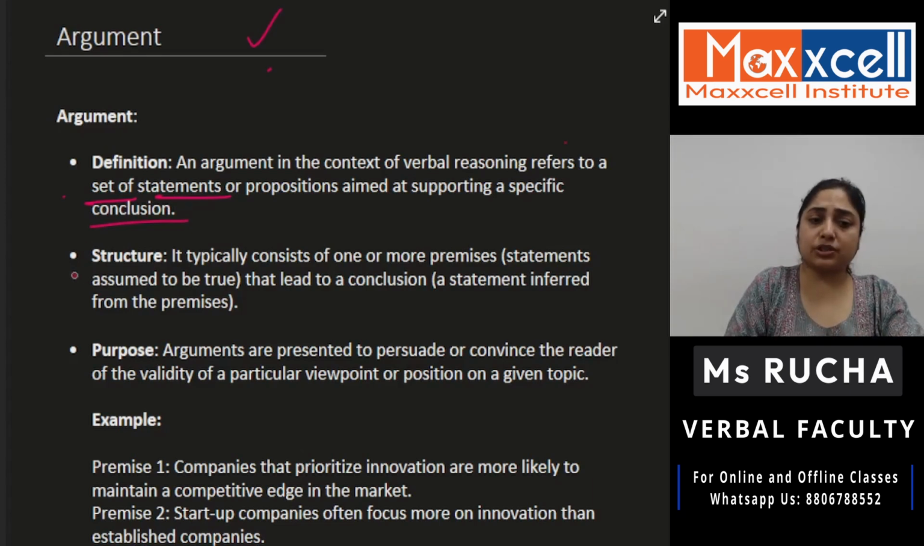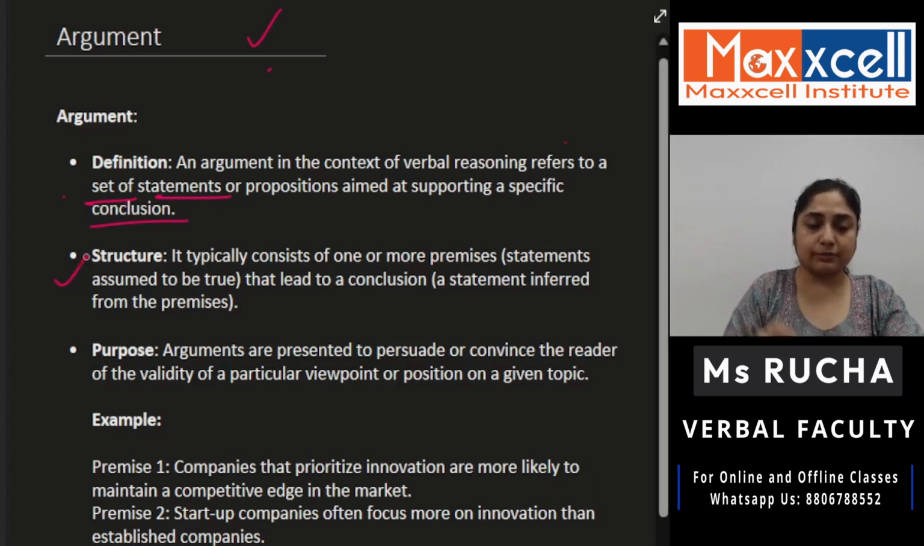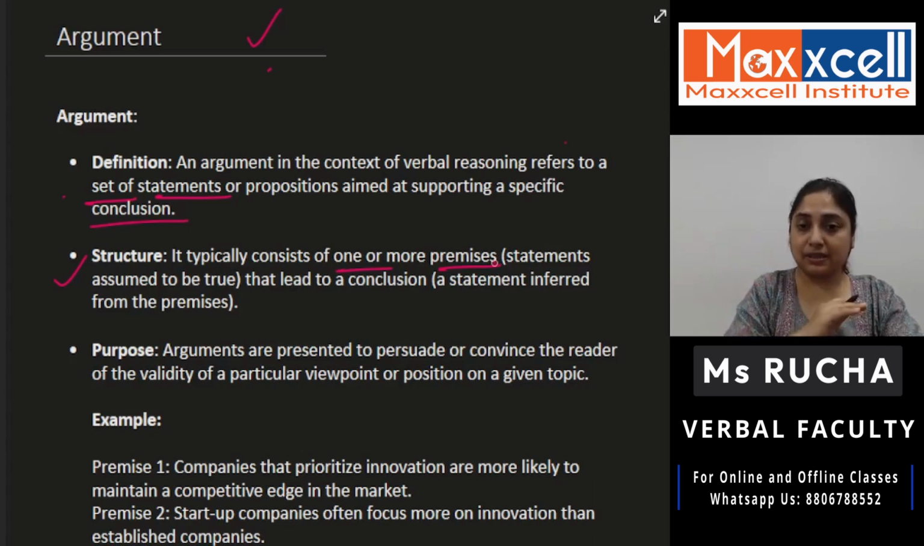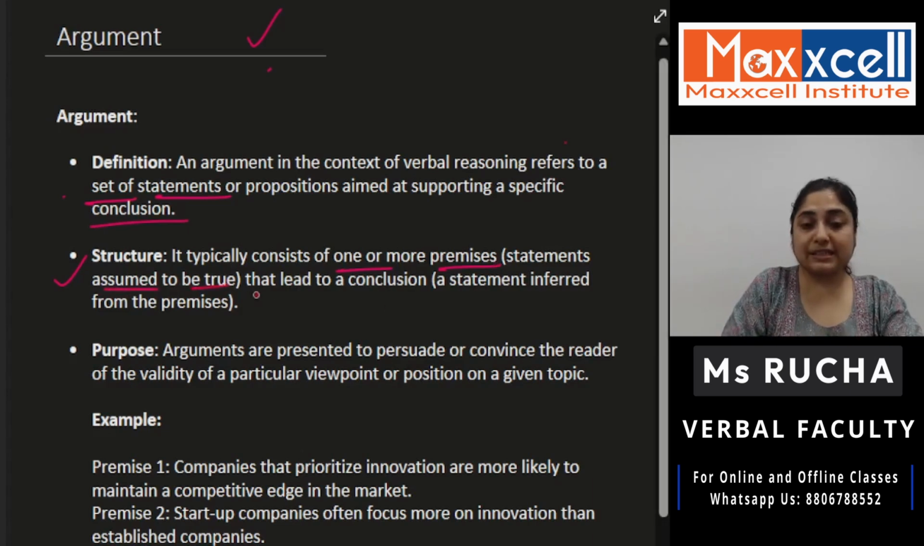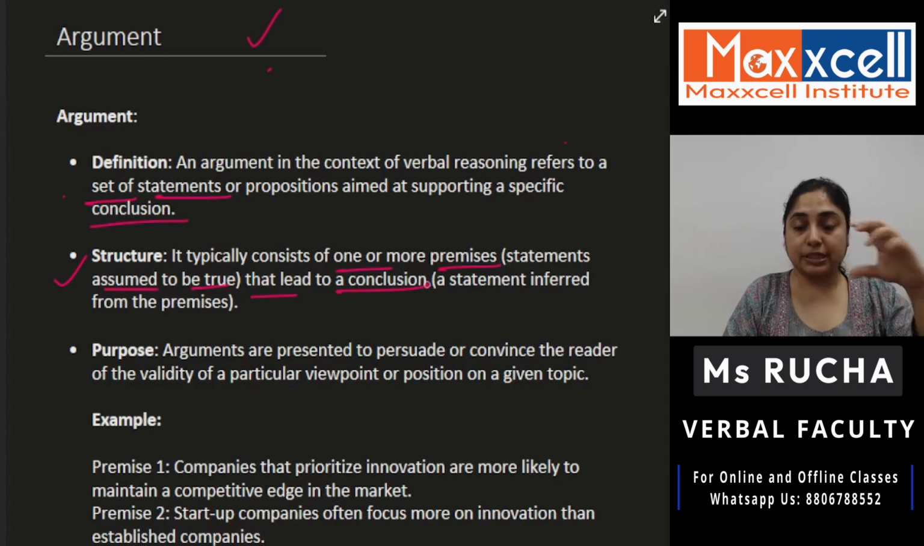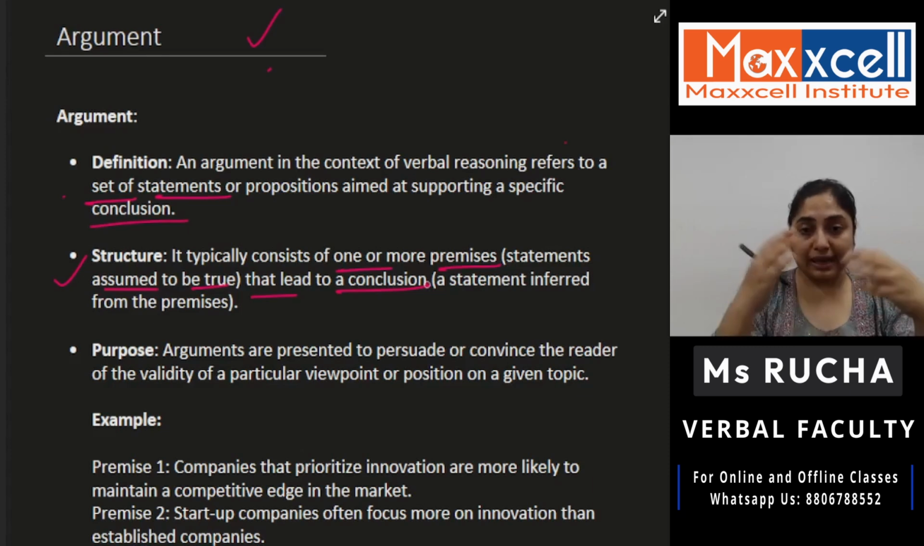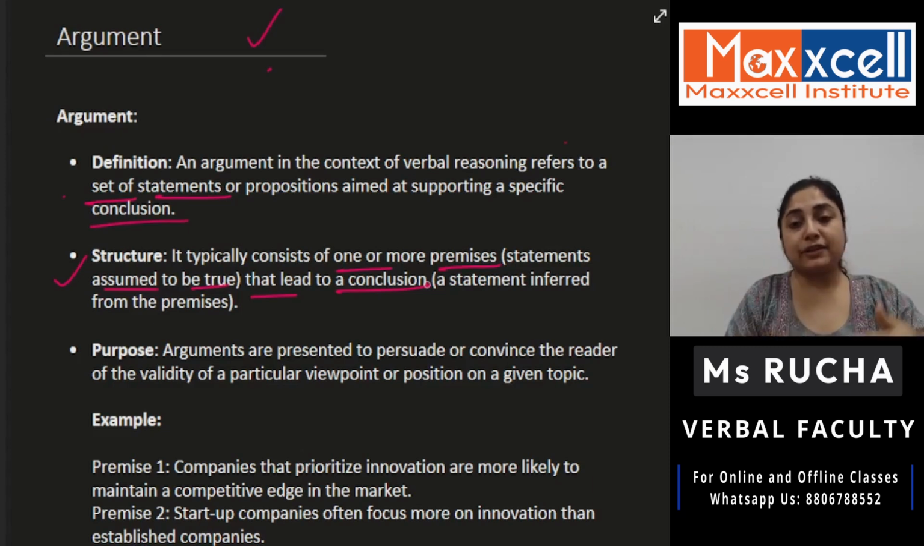Now, what is the typical structure that is followed for argument and premise? It typically consists of one or more premises. The statements that are given to you as a premise are considered as true. All right, they are assumed to be true. And these statements lead to a particular conclusion. Now, based on the statements, the conclusion and the relation between them, we have to understand whether the argument is weak or strong.